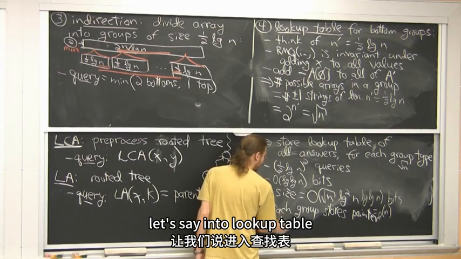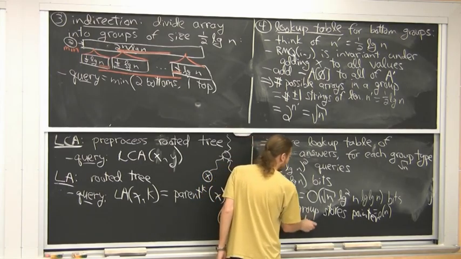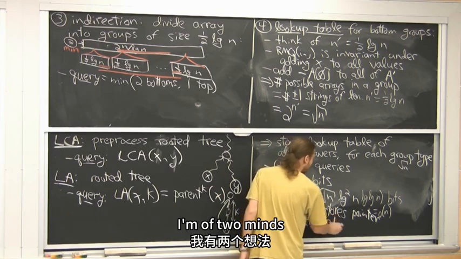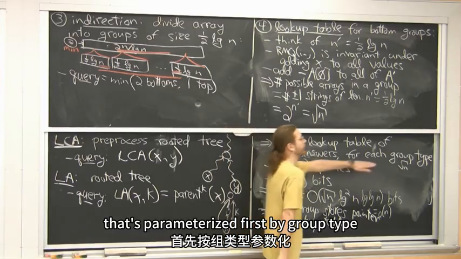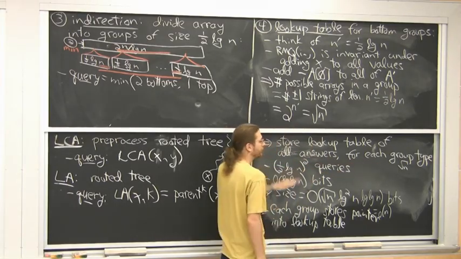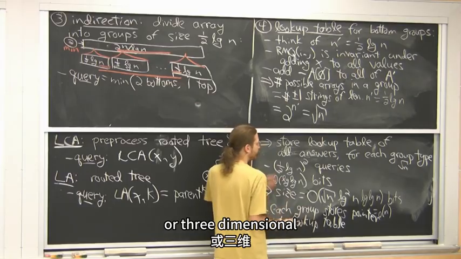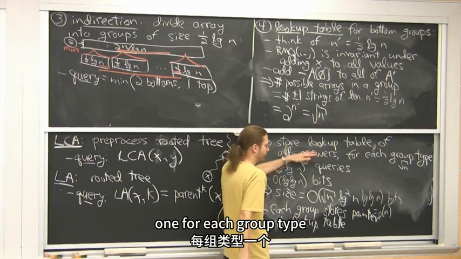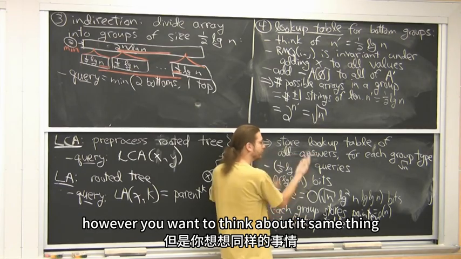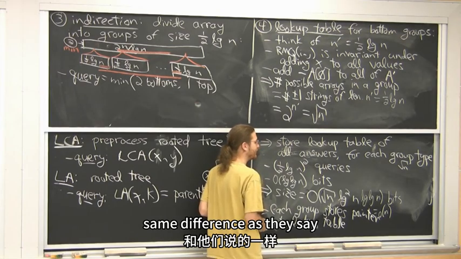Let's say into lookup table. I'm of two minds whether I think of this as a single lookup table that's parameterized first by group type and then by the query. So it's like a two-dimensional table or three-dimensional, depending how you count. Or you can think of there being several lookup tables, one for each group type, and then you're pointing to a single lookup table. However you want to think about it, same thing. Same difference, as they say.